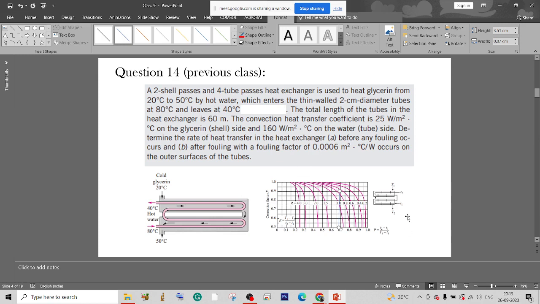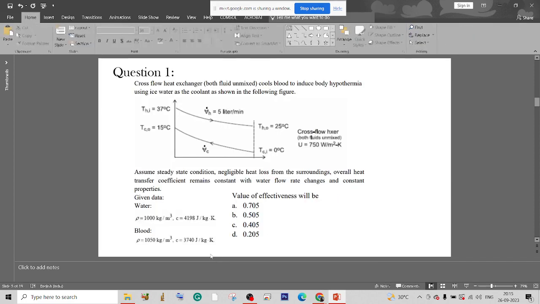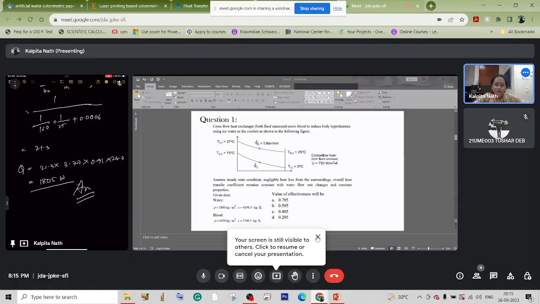Okay. So this is what has been asked of us. The heat transfer rate for both of the cases we have found out. So now we'll proceed to today's question. So this is the first question for today's session.